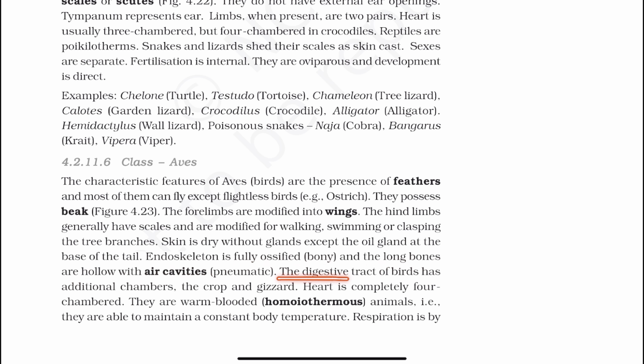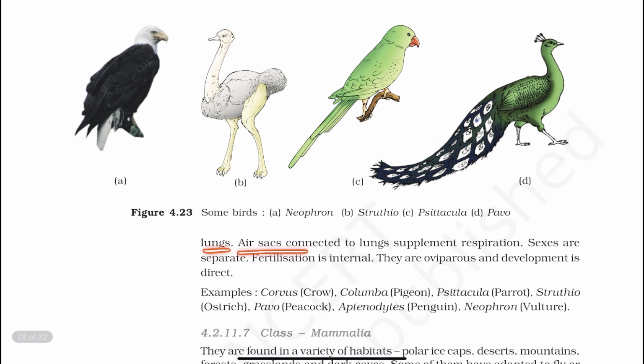The digestive tract of birds has additional chambers, the crop and gizzard. Heart is completely four-chambered. They are warm-blooded homeothermous animals, that is, they are able to maintain a constant body temperature. Respiration is by lungs; air sacs connected to lung supplement respiration. Sexes are separate. Fertilization is internal. They are oviparous and development is direct.